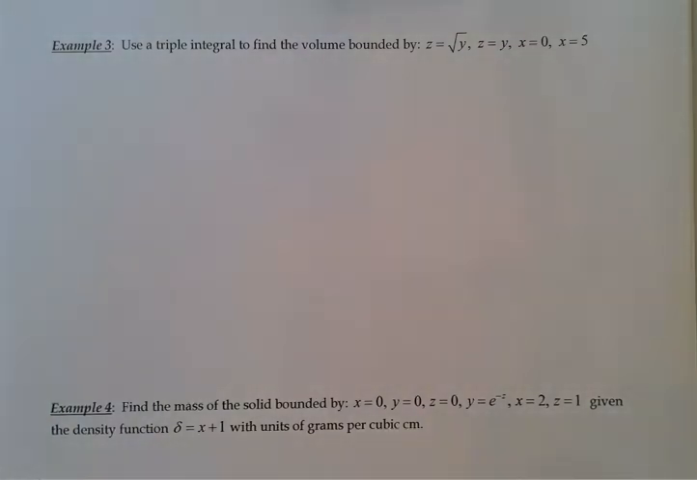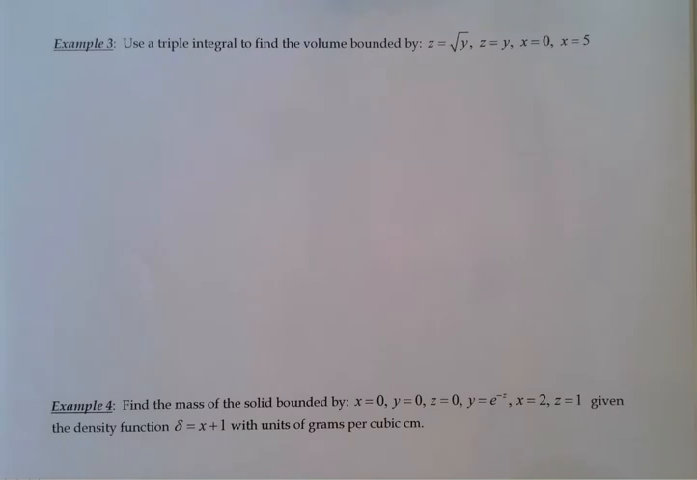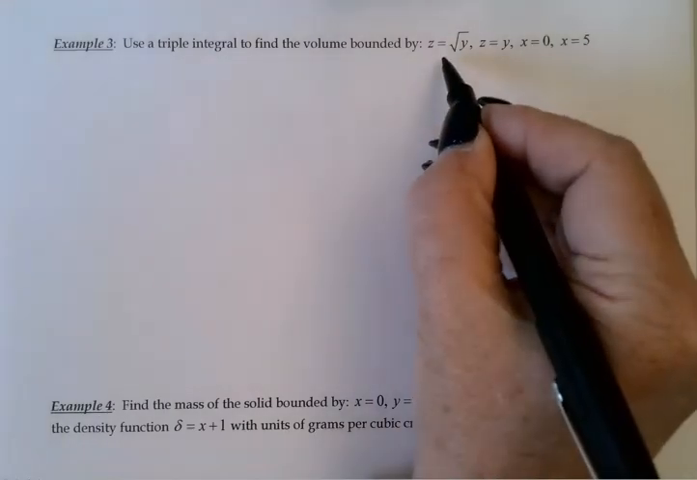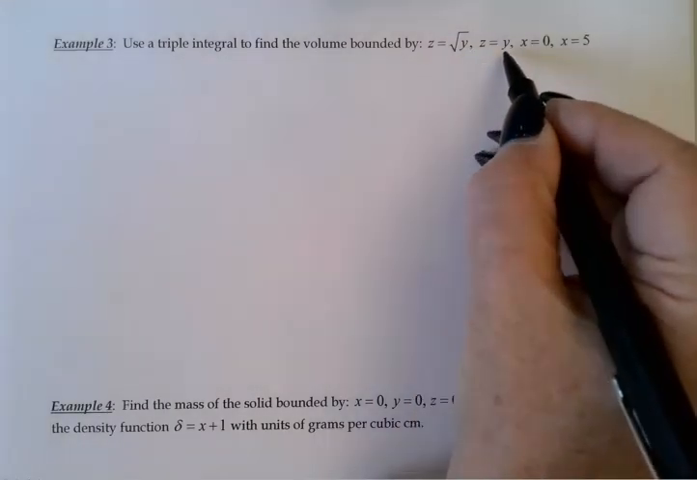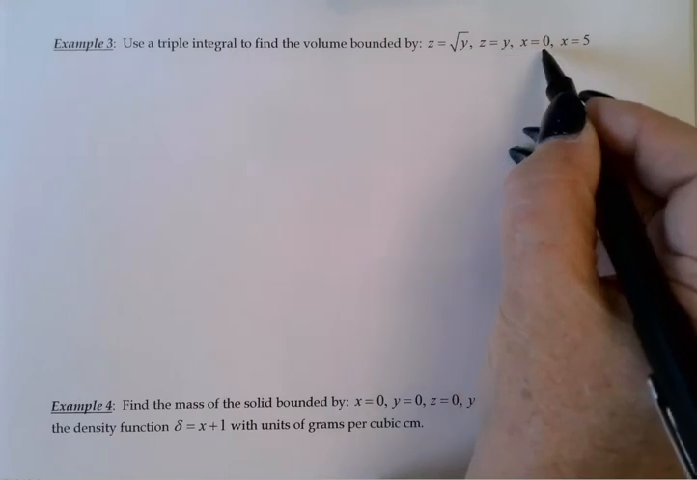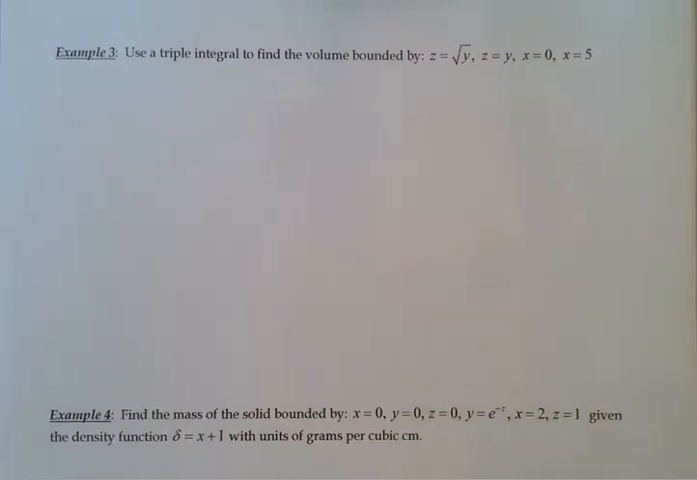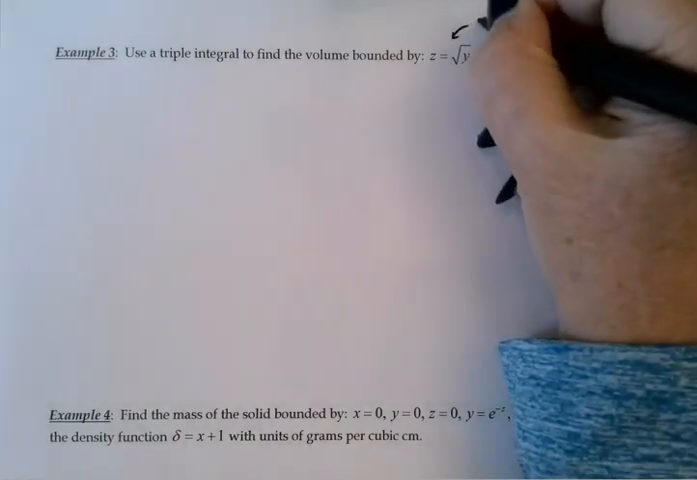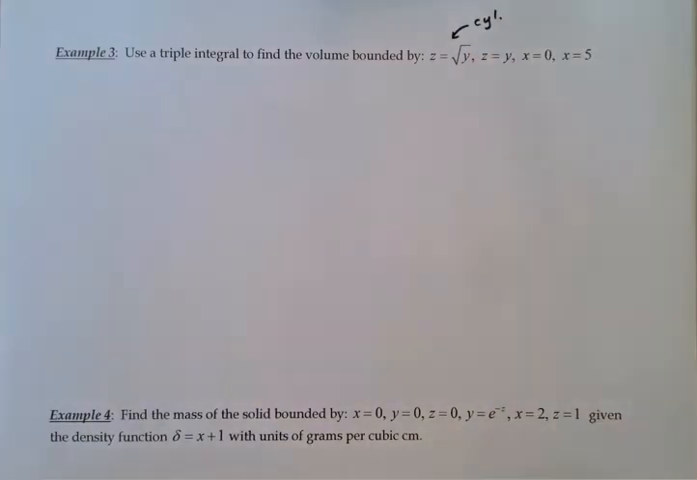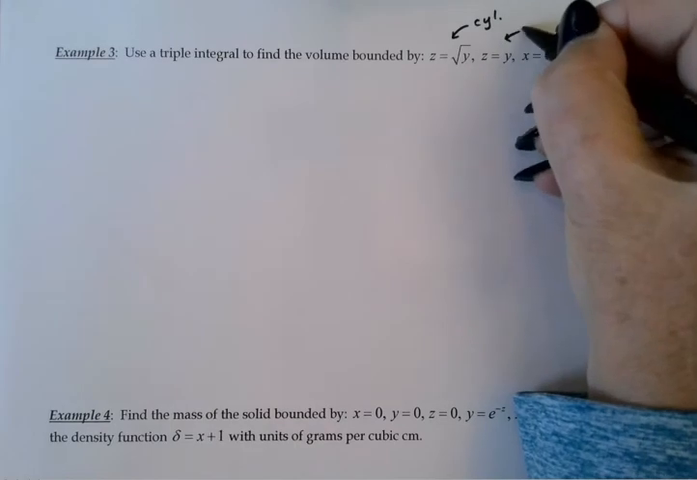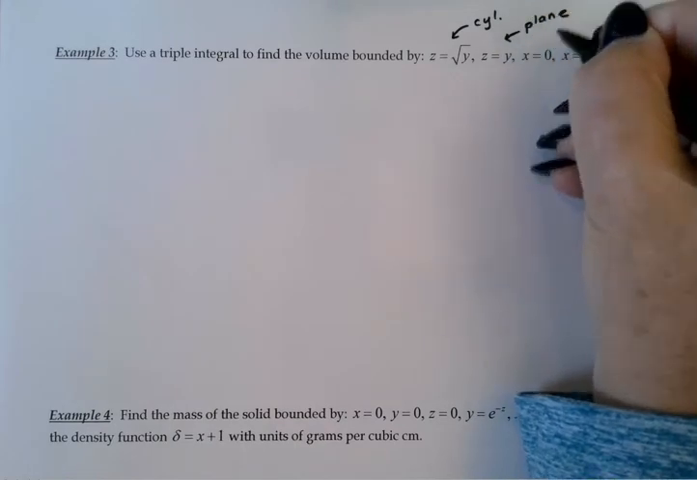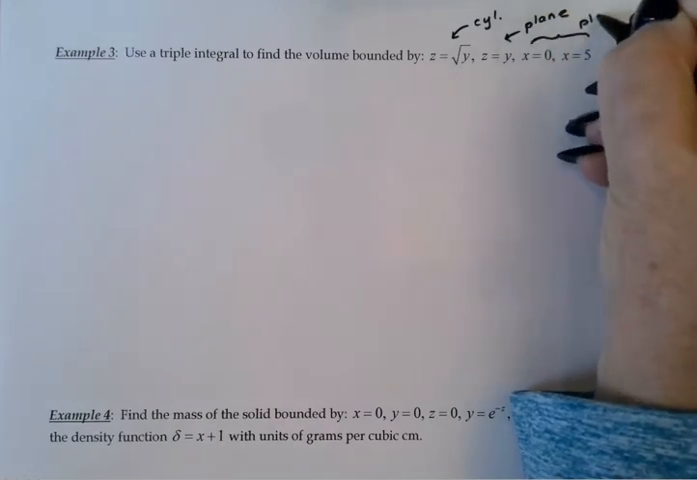So in example 3, we want to use a triple integral to find the volume bounded by z equals the square root of y, z equals y, x equals 0, and x equals 5. Just a reminder, this is a cylinder. That's a plane, and these are also planes.